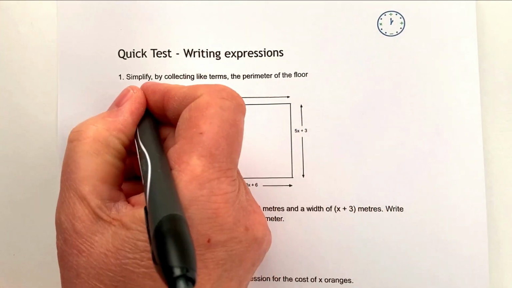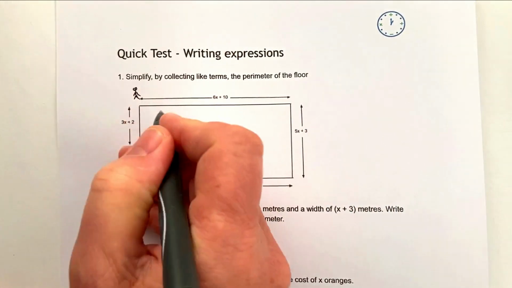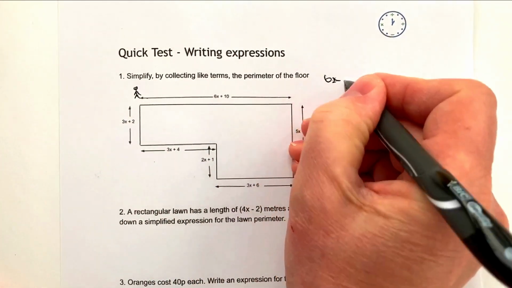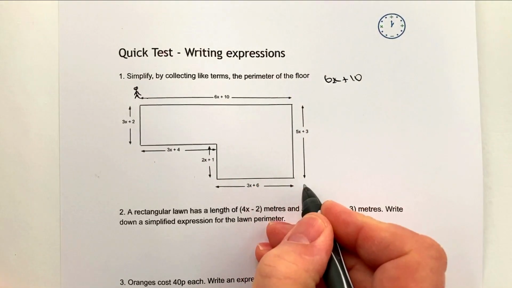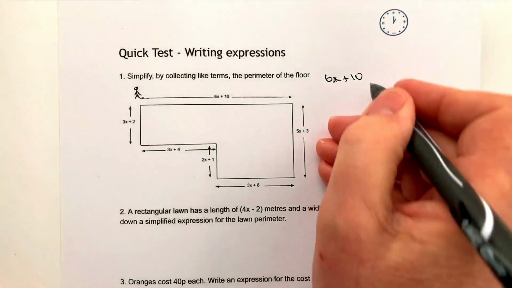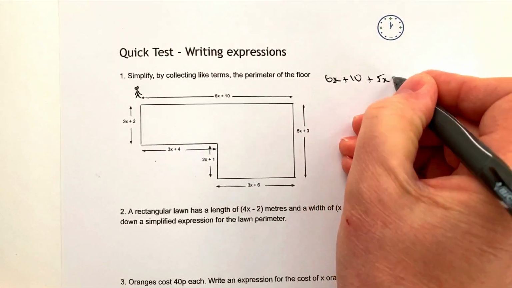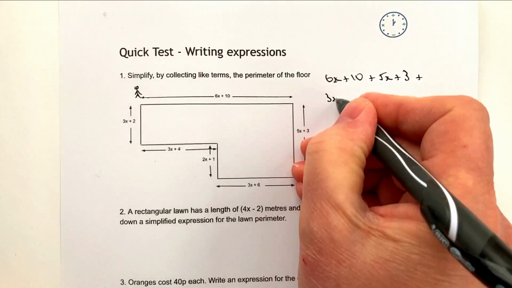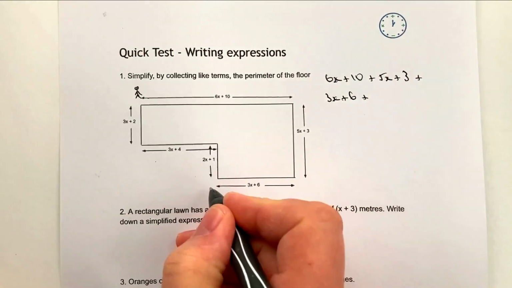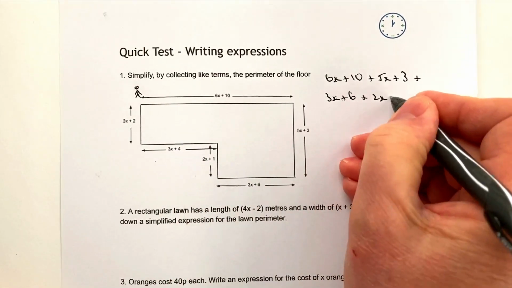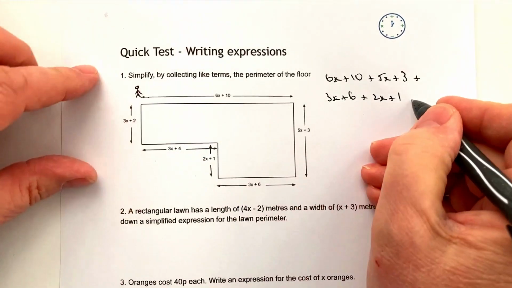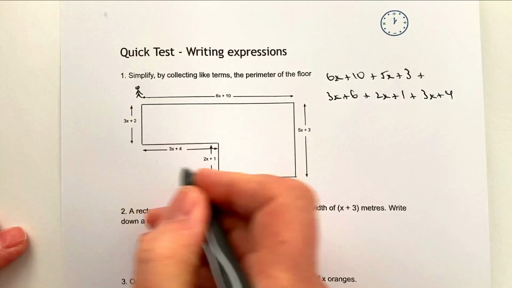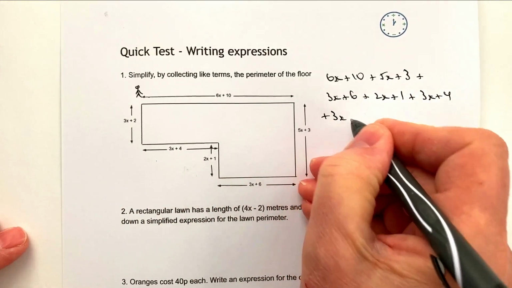And please do download the document from the website as well. So the perimeter is going to be basically a little fella, and he's going to run all the way along here. And if he does that, he's going to run 6x plus 10. Then he's going to run down there, and that's going to be 5x plus 3. Then he's going to run along here, 3x plus 6. Then he's going to run up here, 2x plus 1. Along here, plus 3x plus 4. And then finally, plus 3x plus 2.